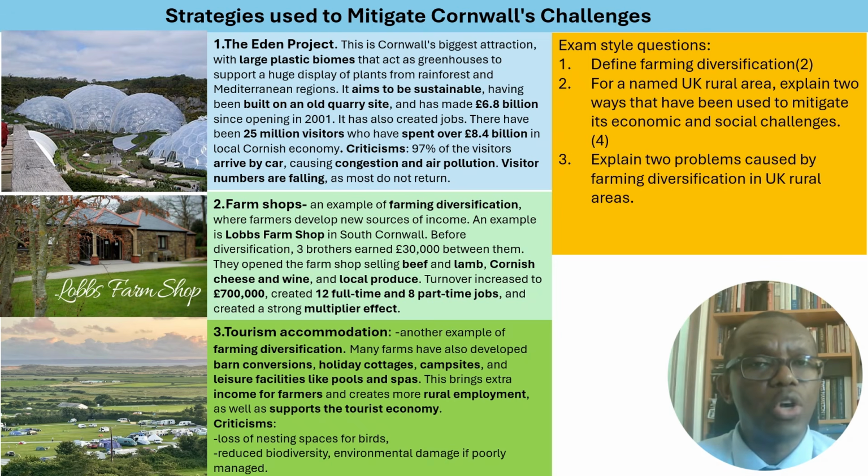So the next thing that we are going to look at are the strategies that have been used to mitigate against Cornwall's challenges. And the first one that we'll discuss here is the Eden Project. Now, this is Cornwall's biggest attraction, bringing a lot of tourists into the area. It's made up of large plastic biomes that act as greenhouses to support a huge display of plants from rainforest and Mediterranean regions. It aims to be sustainable, having been built on an old quarry site.